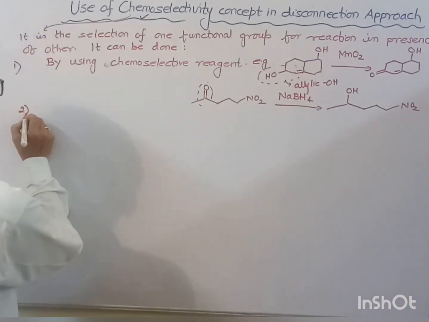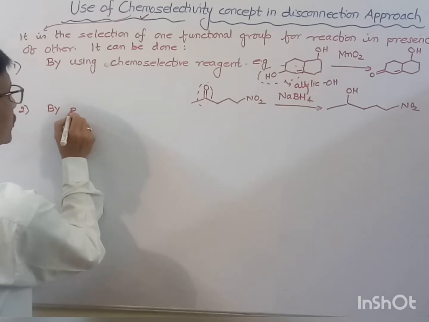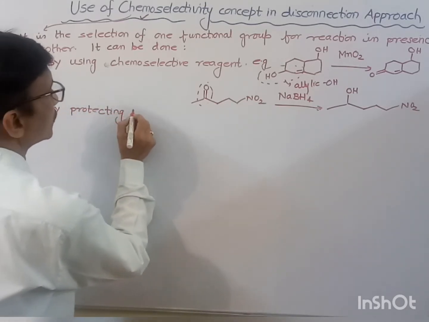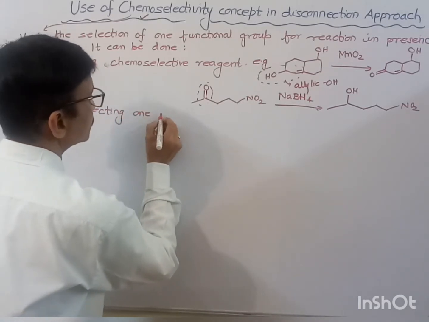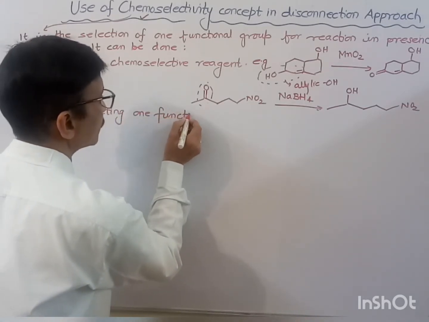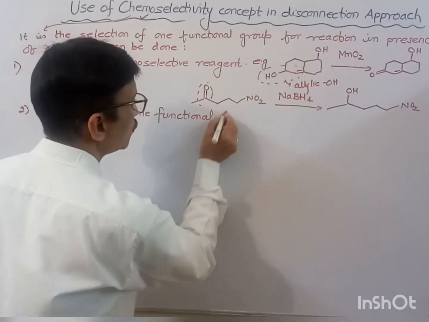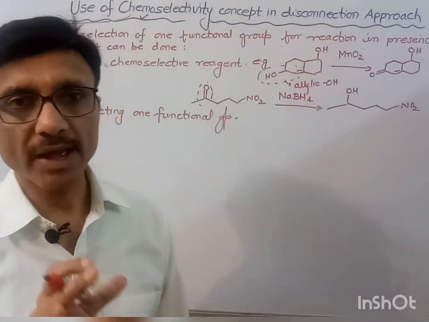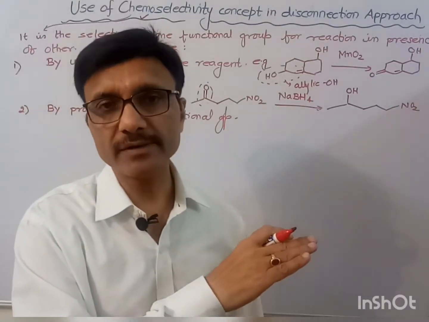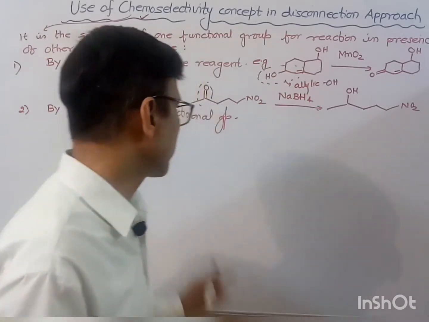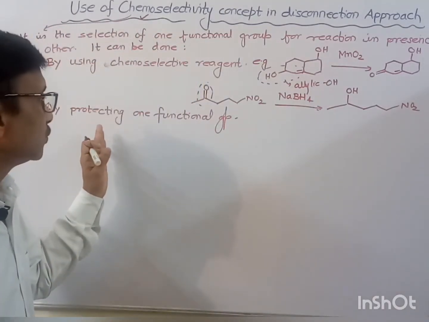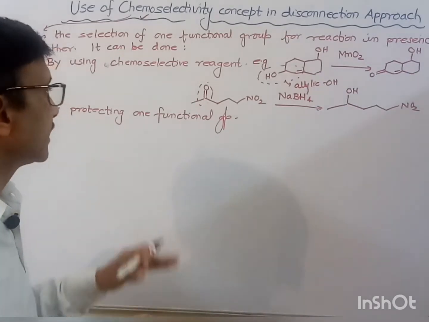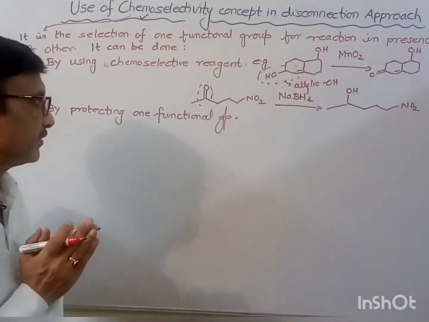Another way is by protecting one functional group. If we have two functional groups, then we will protect one functional group and another functional group will get reacted. So this is protection, or we can say masking also. One functional group is masked and another functional group will react.